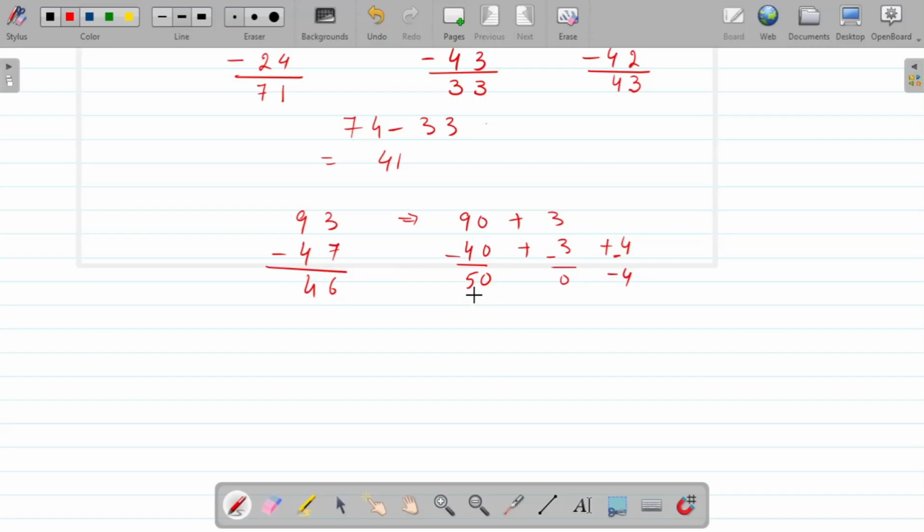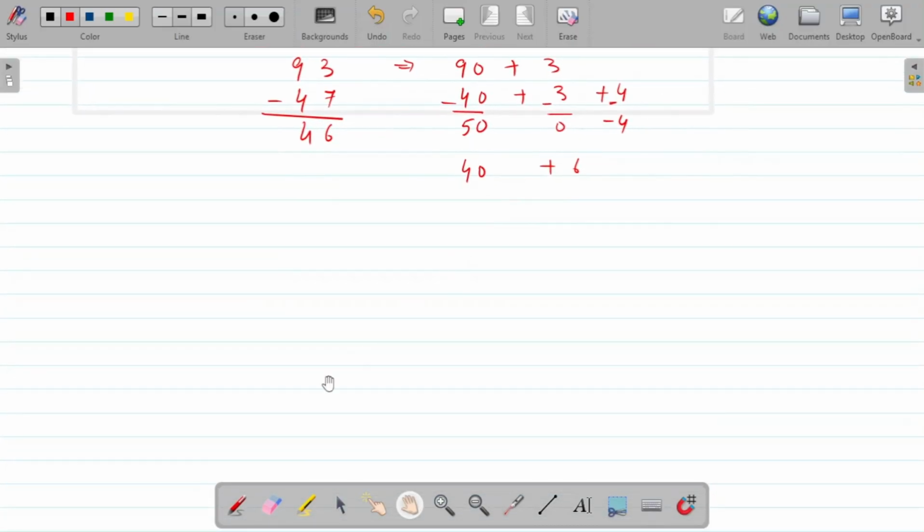How will you do this? Out of 50 you take out 10 and come up with the answer 40. Whatever is 10, you subtract 4 from that 10 and write 6 over here, that is 46. It may seem a bit tedious for you, but when you do calculations the things become very easy. I'll do one more example for you.